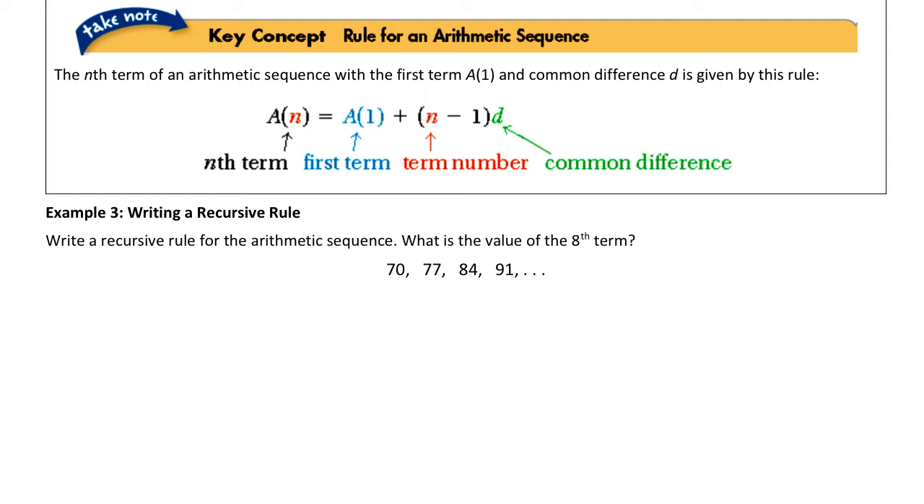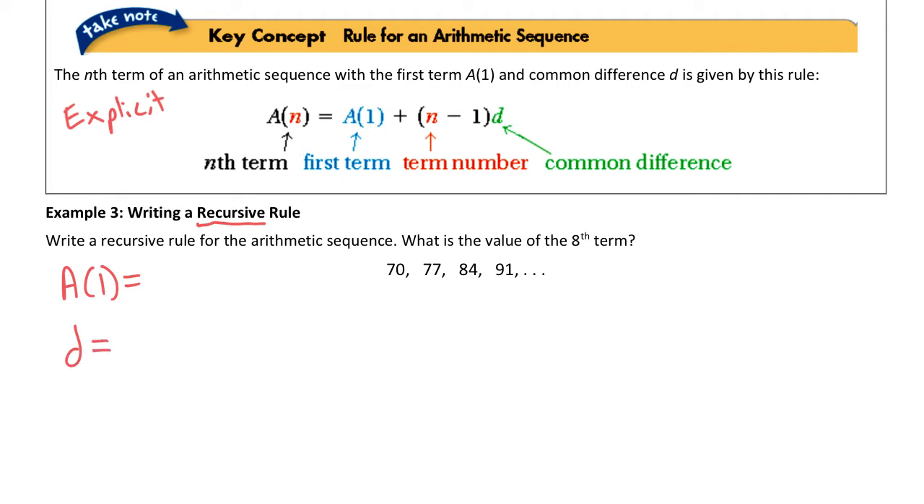All right? So this right here is just the general form for what's called an explicit rule. And what an explicit rule does is it gives us an equation that we can substitute into to find any term in a sequence. The other type of rule, not represented here, is what's called a recursive rule. So if you look down at example 3, it's going to talk about how to write a recursive rule. But the main thing is that every rule we write, we need to know two things for sure. We need to know the first term, and we need to know the common difference.